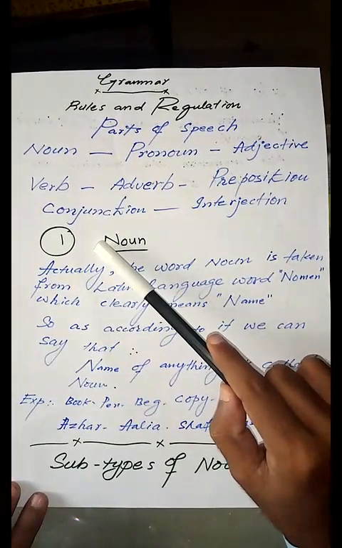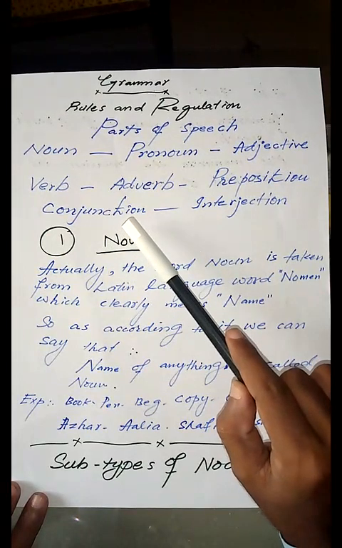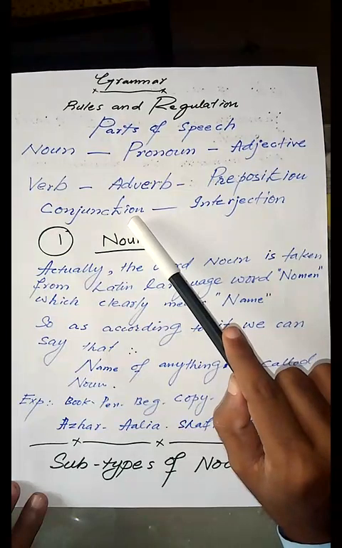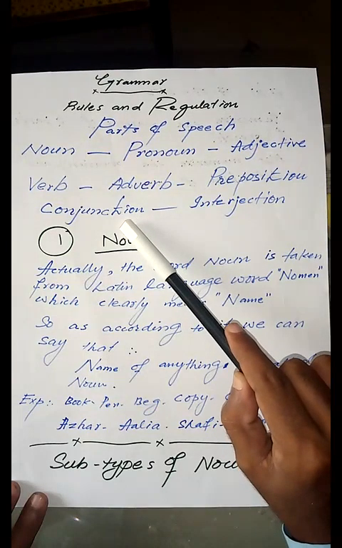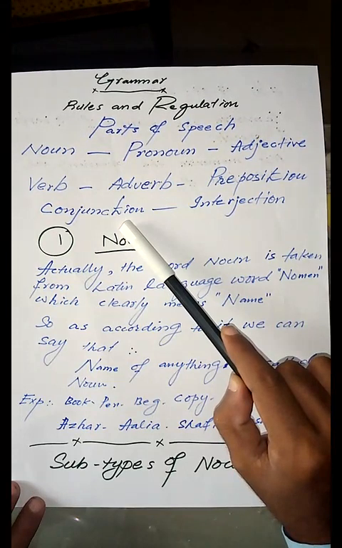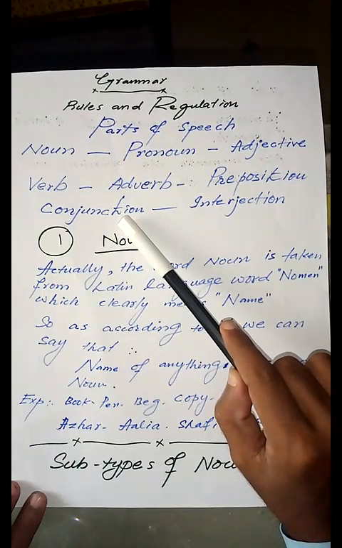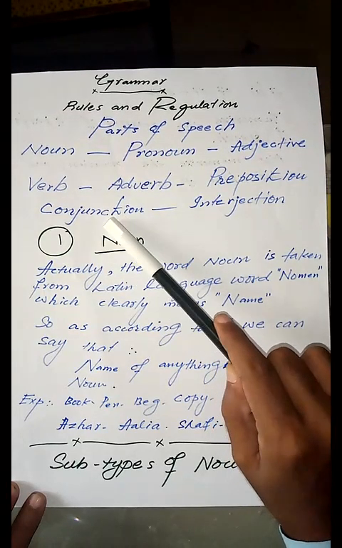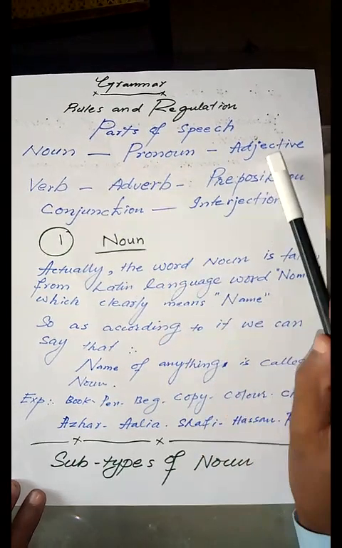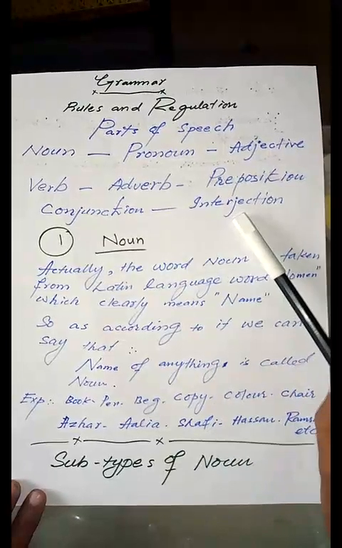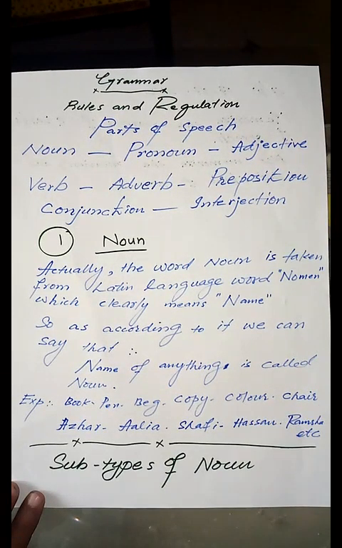Students, I have heard from many of you that you do not pronounce this word clearly, the one I am pointing to on your screen. They pronounce it wrongly. It is conjunction. Noun, pronoun, adjective, verb, adverb, preposition, conjunction and interjection. We will read all about these parts of speech respectively.